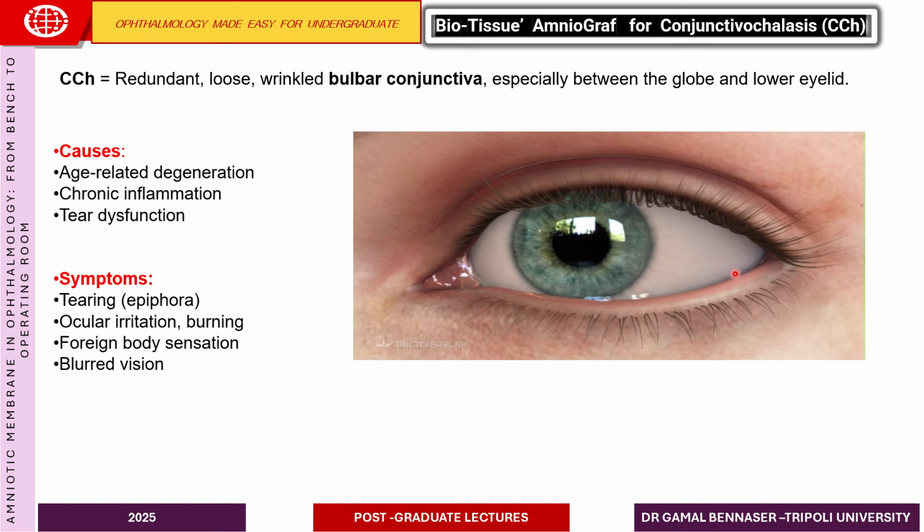Now, what's the role of amniotic membrane? When we do surgical excision of this redundant conjunctiva, and then we apply the amniotic membrane, especially the cryopreserved one, that's the amniograft, it can be used in more than one layer. So this will reduce the inflammation and fibrosis, the redundant conjunctiva will be eliminated, and the normal anatomy will be restored. So this is one of the applications. As you can see here, the disappearance of the conjunctivochalasis. This is one of the applications of amniotic membrane in this common ocular surface problem.